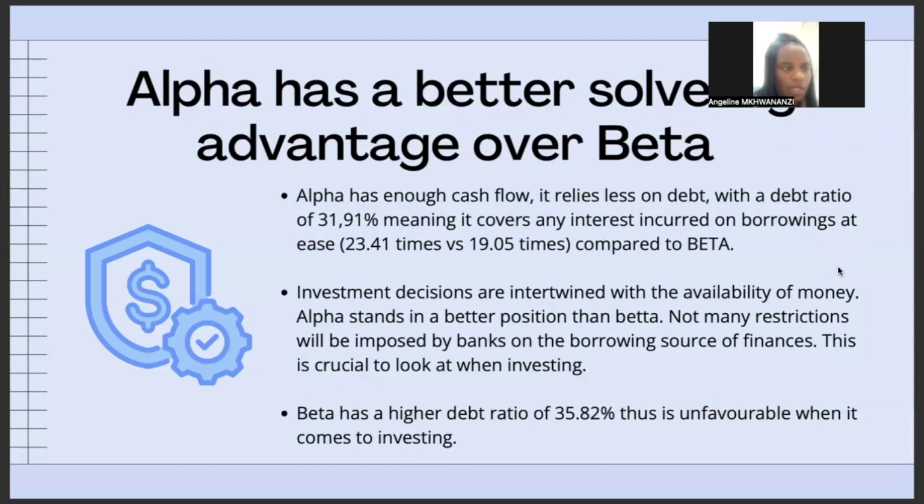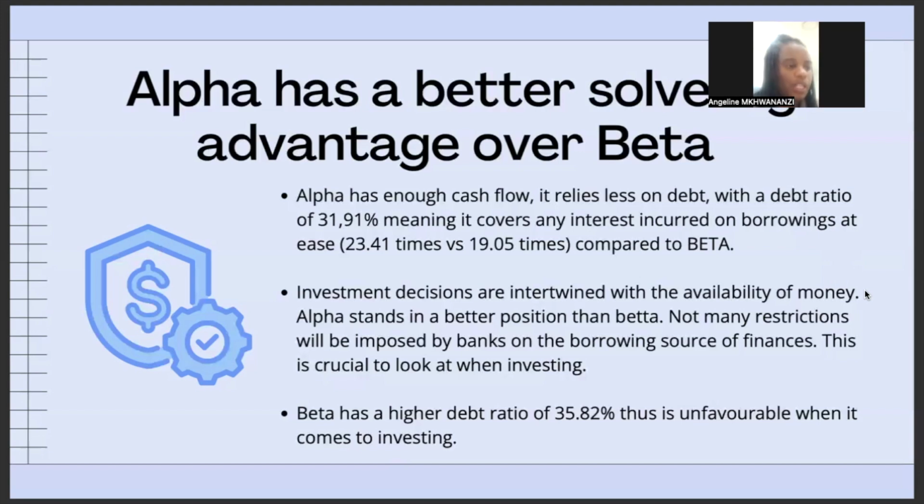So investing in Alpha is a good thing because Alpha stands in a better position, so not many restrictions will be imposed by banks on the borrowings. And then Beta has a higher debt ratio, so that's very unfavorable when it comes to investing.